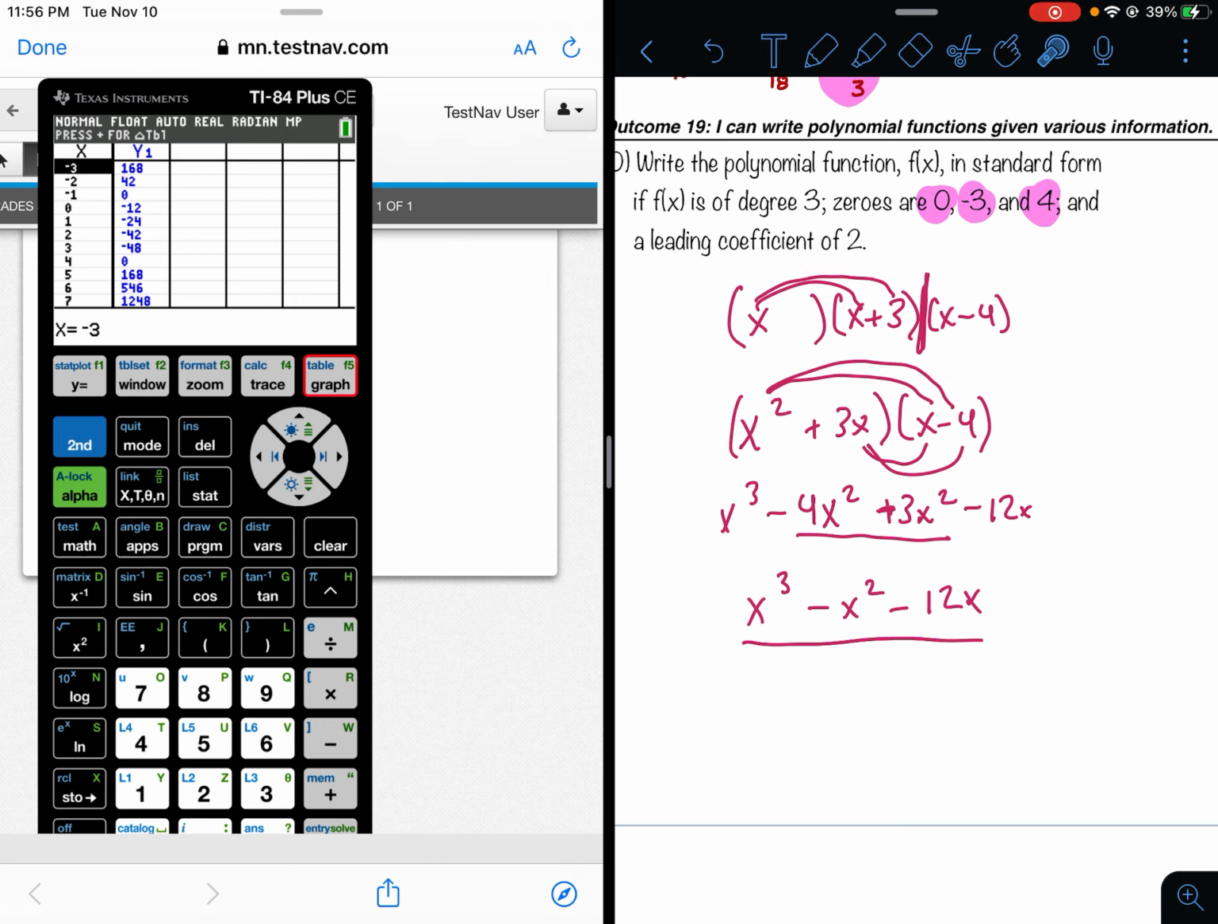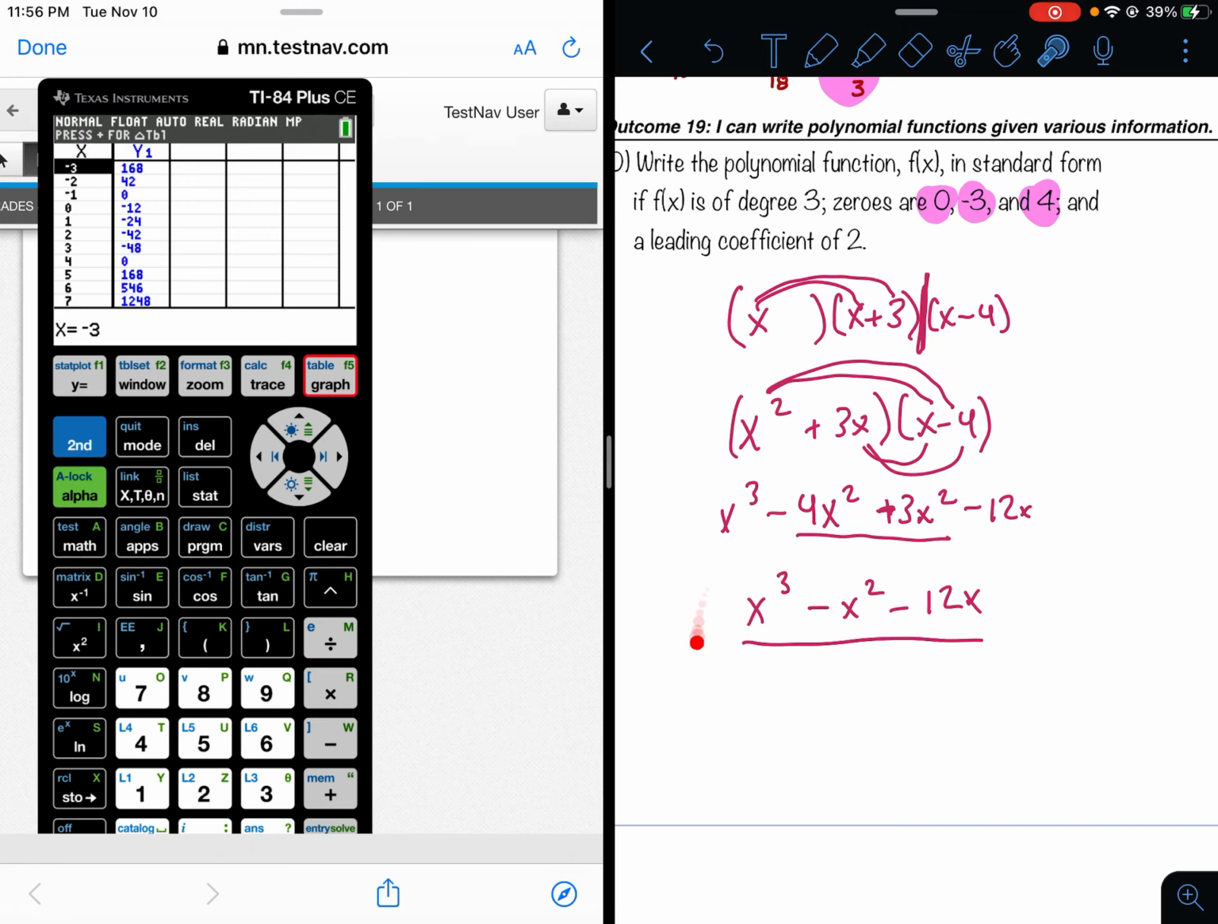Write a polynomial function. Check. In standard form. Check. With a degree of 3. Yep. The highest exponent is 3. Check. Zeros are this. Yep. Well, that's what I used to get this. And it has a leading coefficient of 2. Whoa, wait a minute. I don't have a leading coefficient of 2. Did I do it wrong?